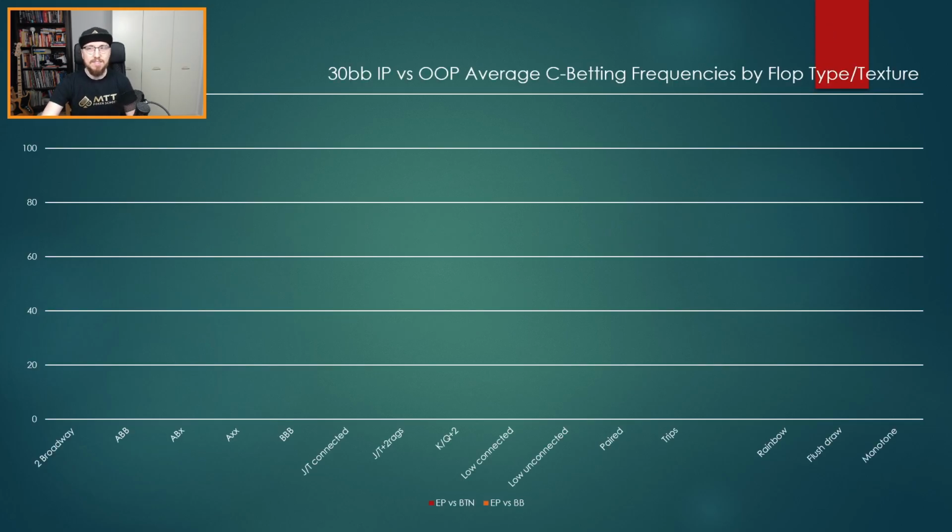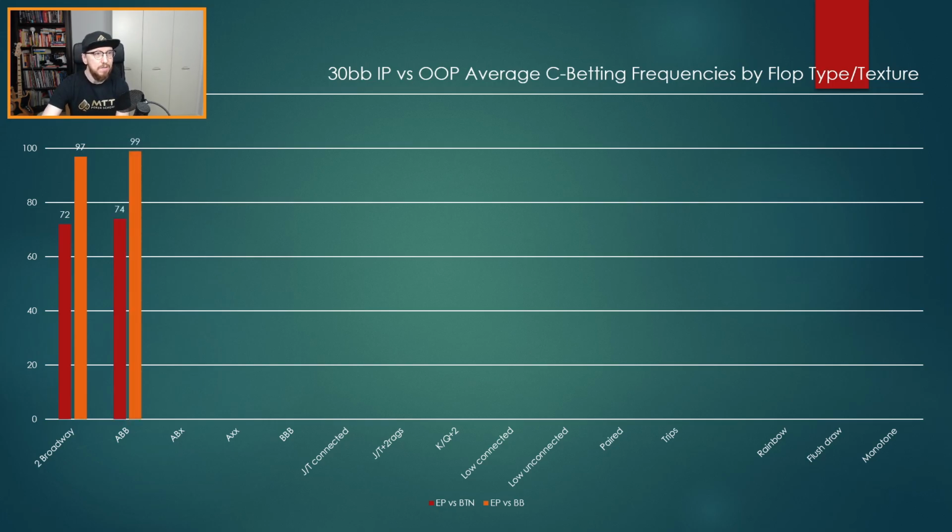Okay, so let's take a look at this then. 30 big blinds in position versus out of position. Average c-betting frequencies by flop type or texture. I've got the types or textures along the bottom. So first of all, on two Broadway boards, EP versus button, the average c-betting frequency is 72%, but EP versus big blind, 97%. On ABB, it's 74 versus 99, so huge difference there again.